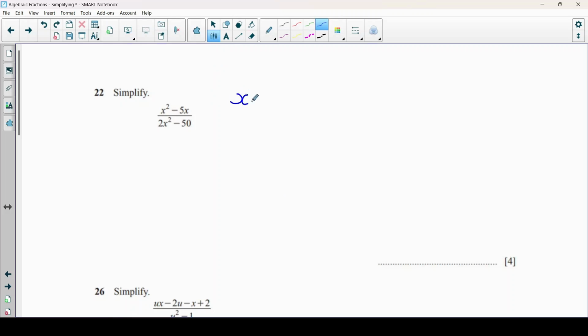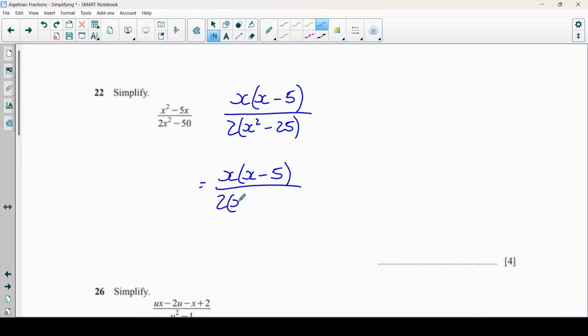Single bracket for the top here, so x brackets x minus 5. On the bottom, first we're going to take 2 out. 2 brackets x squared minus 25, but don't stop there, that's the difference of two squares. So on the bottom we get 2 brackets x plus 5, x minus 5, divide top and bottom by x minus 5, and we get x over 2 brackets x plus 5.